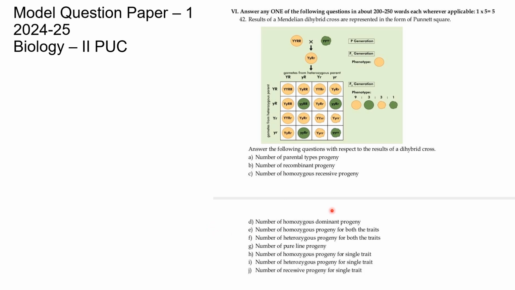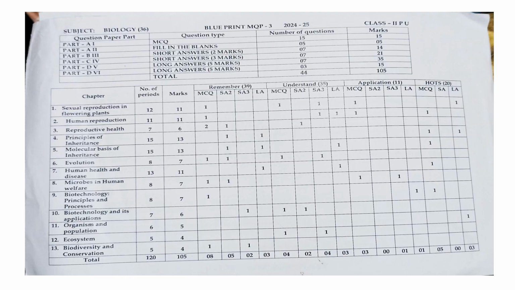Before that, let us look at the blueprint. Every year they used to release one model question paper, but this year they have released 3 model question papers. And also there are 3 different blueprints related to the syllabus. So let us see the blueprint. This is the blueprint for model question paper 3.